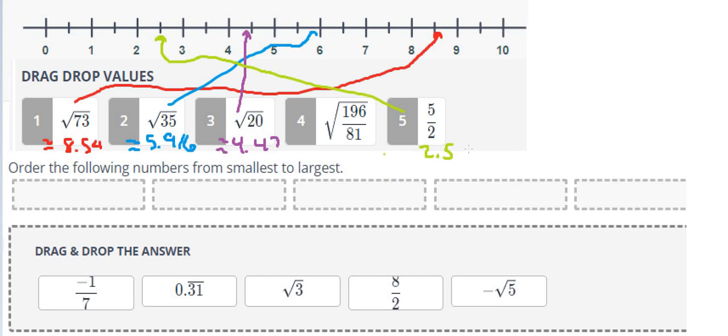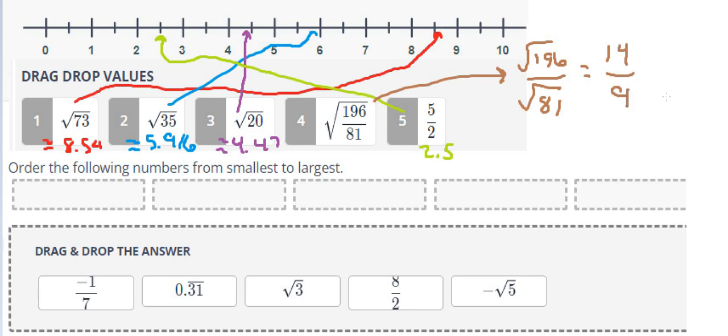And the last one is the square root of 196 over 81. Do note that this is the same thing as the square root of 196 divided by the square root of 81 if you're having difficulty putting it in your calculator in one step. The square root of 196 is 14, and the square root of 81 is 9. And that gives us a decimal approximation of about 1.55555. So this number here will go really close to the 1.5 spot, right up there.